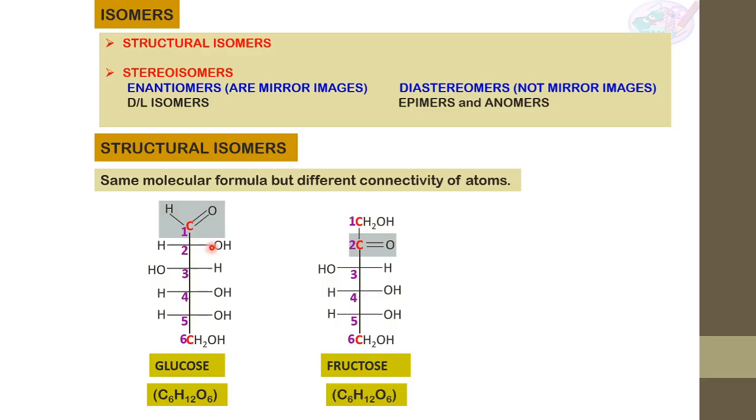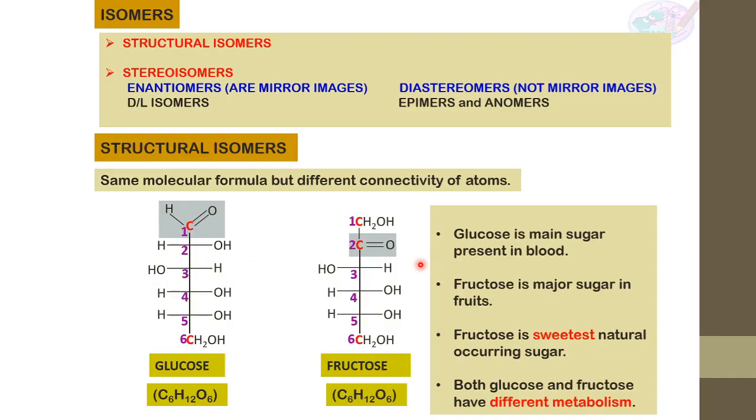Because it is an aldehyde, one side is attached to hydrogen and one side to the R group, and since it is a ketone, it is attached on both sides to R groups, this side this CH2OH and here this R group. That's why they have different structures and they are structural isomers. They have different properties too.